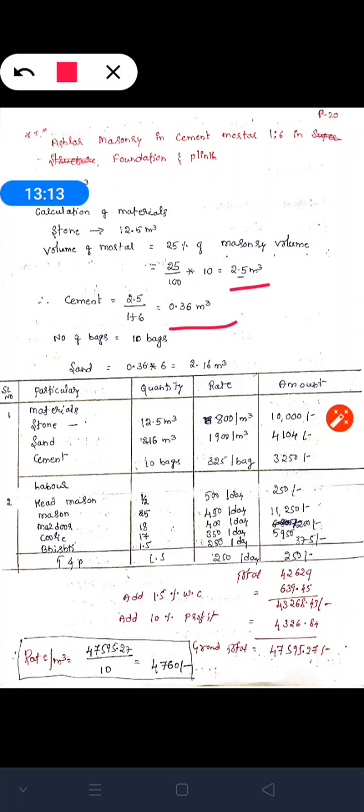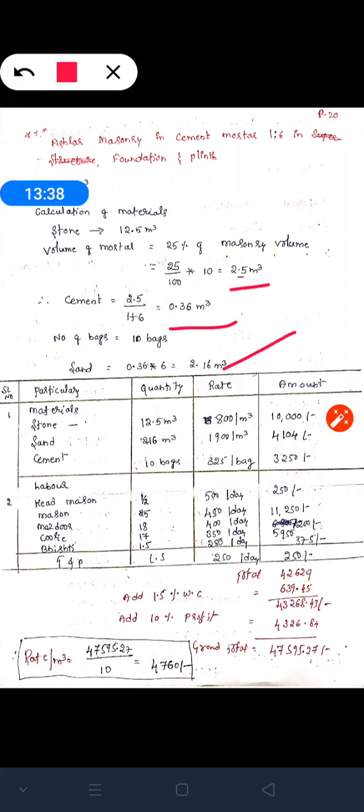Then calculate the quantity of cement here. Cement equals 2.5 divided by 1:6, that is, the proportion is 1:6 here. So 2.5 divided by 1 plus 6 equals 0.36. Therefore the number of bags equals 0.36 divided by 0.0347, where 0.0347 is the volume of one bag here. And then sand equals 0.36 into 6, then we got 2.16 here.